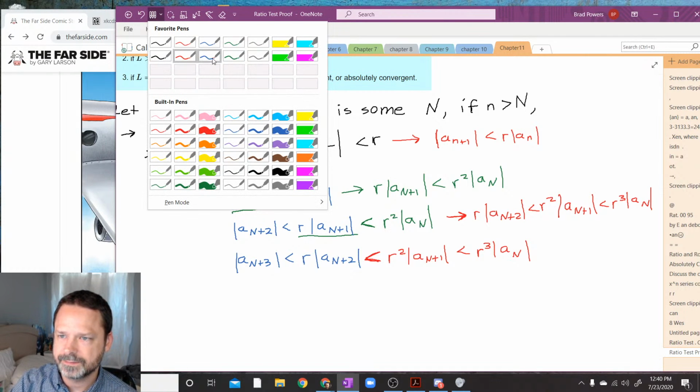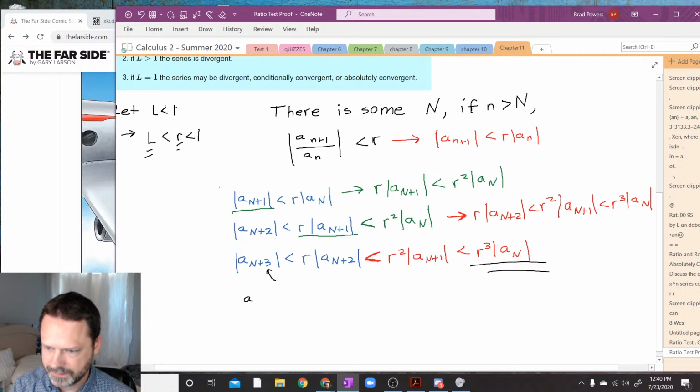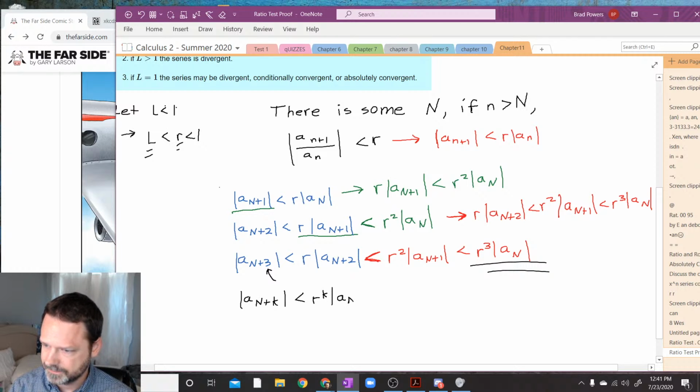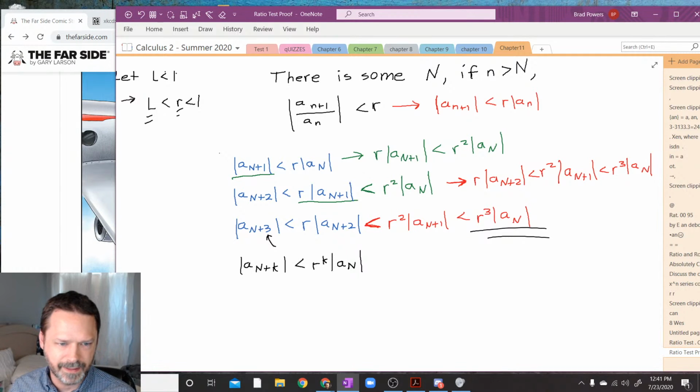If I'm looking at this guy here, and I want to compare it to something over here, which is what I want to do, that a sub n plus 3, and then I got an r cubed, I'm thinking I could rewrite this, just in general, as a sub n plus k is always going to be less than r to the k, sorry, times the absolute value of a sub capital N, right there. Now, why is that helpful? That's nice.